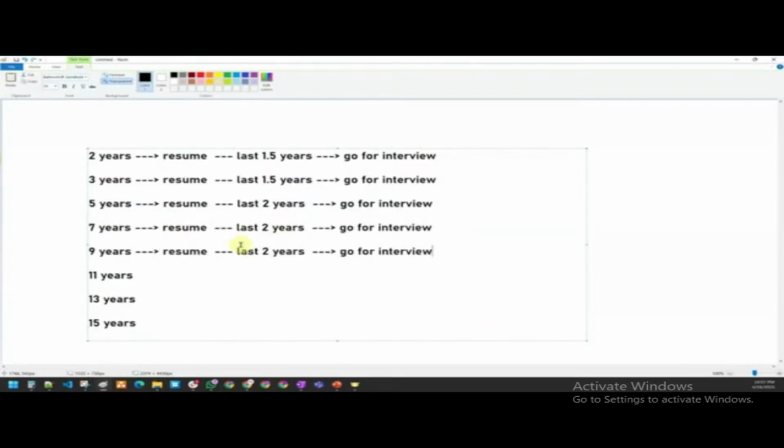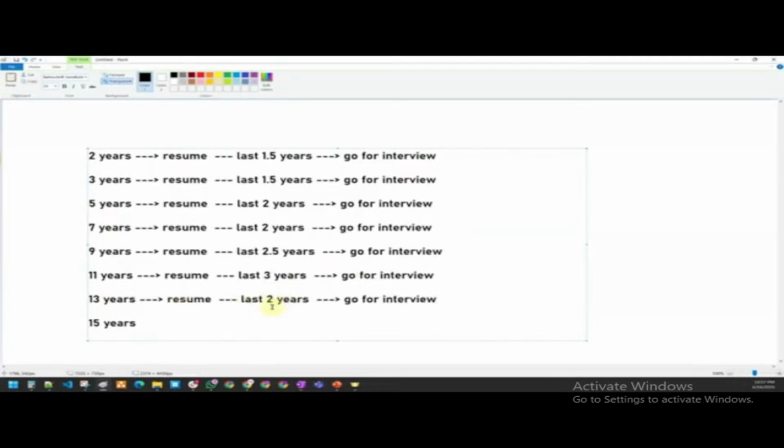For 9 years, you can put 2.5. And for 11 years also, you can put 2.5. Or maybe you can put 3 also. No one is stopping. Okay. You can go for maximum 3 and 3.5, sir. Maximum 15 years. If you go for 3.5 also, you can go.